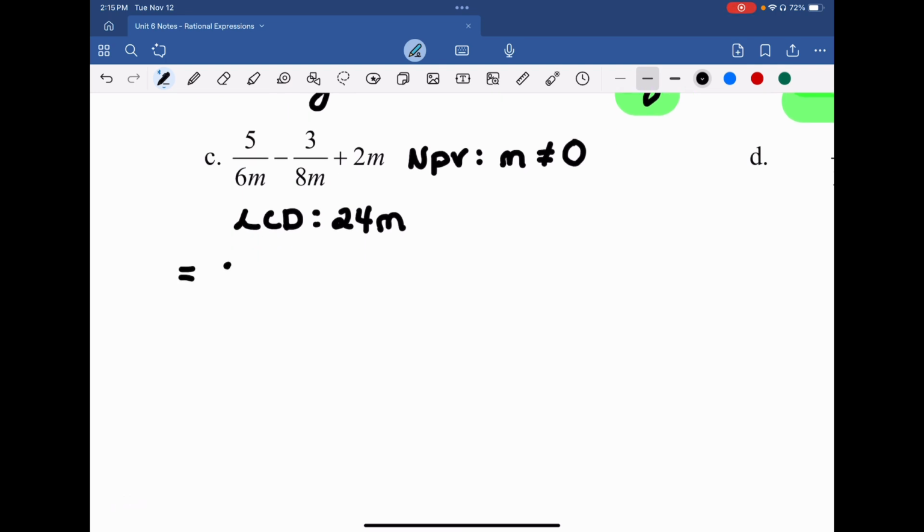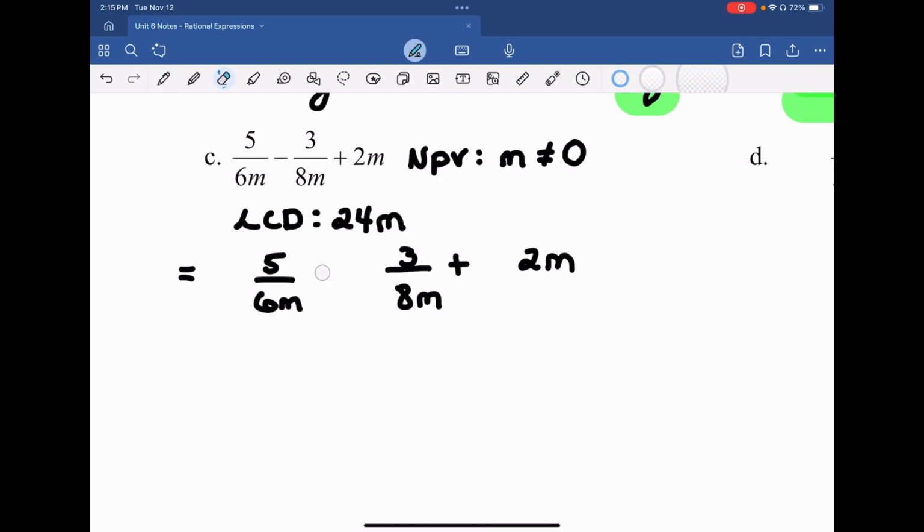I'm going to start by writing this out as equal to 5 over 6m, and let me make sure I leave space here. And then minus 3 over 8m, and then plus the 2m. There we go. And let's just make sure that the operation's clear.